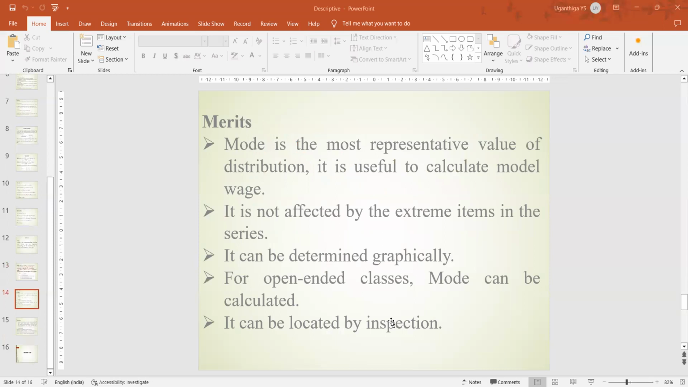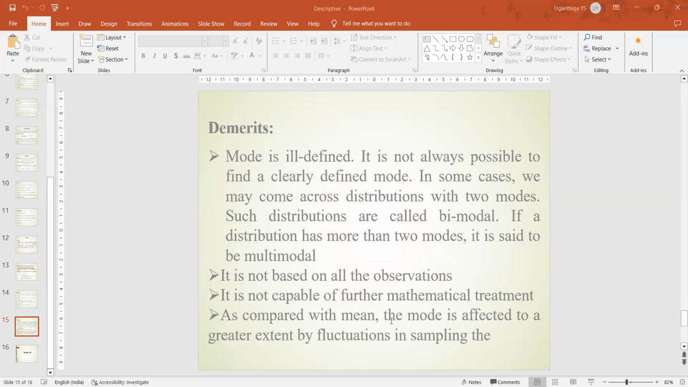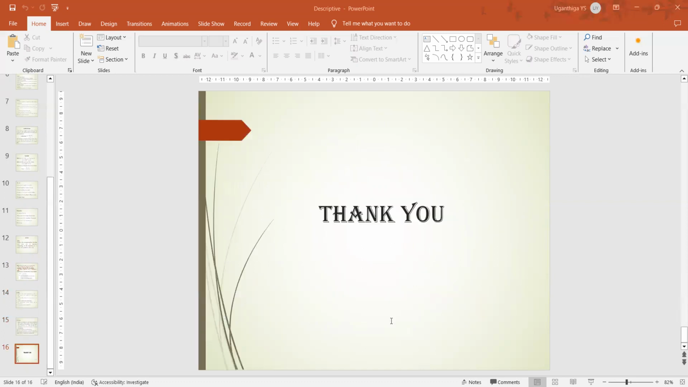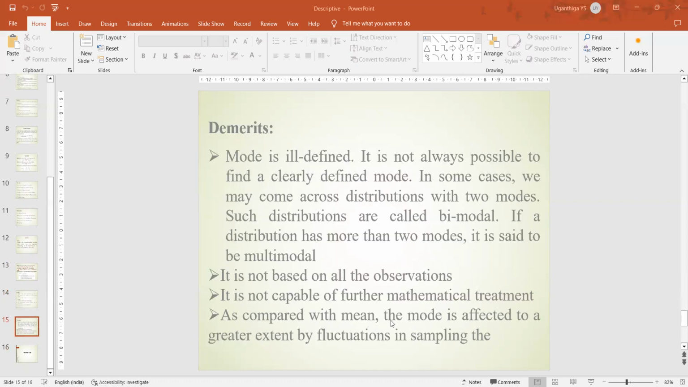So the merits of mode: mode is the most representative value of the distribution. It is useful to calculate the modal average. It is not affected by extreme items in the series. It can be determined graphically. For the open-end class interval also, we can use mode. It can be located by inspection. Demerits: mode is ill-defined. It is not based on all the observations. It is not capable of further mathematical treatment. As compared with the mean, the mode is affected to a greater extent by fluctuations in sampling. So these are the demerits we consider for mode.